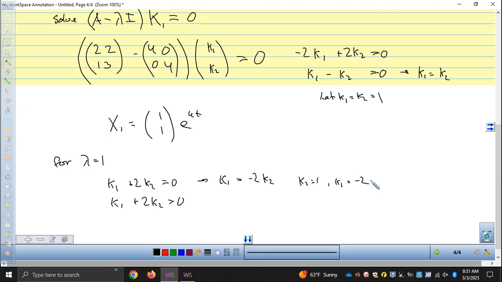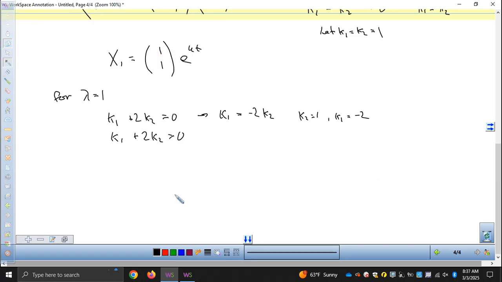Well, we can pick any k1 and k2 that satisfies this equation, and it would still be a valid eigenvector, and it would still make a solution to our equation. So we get k1, k2 equals 1, negative 2. And we can see that 1, 1 and 1, negative 2 are linearly independent, because we can't multiply 1, 1 by a scalar and get 1, negative 2. So our x2, our second solution, is 1, negative 2, e to the t.